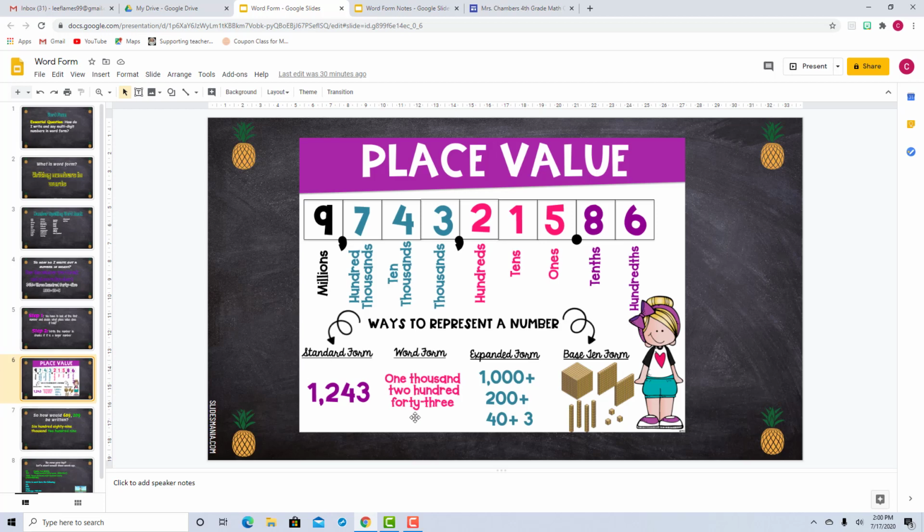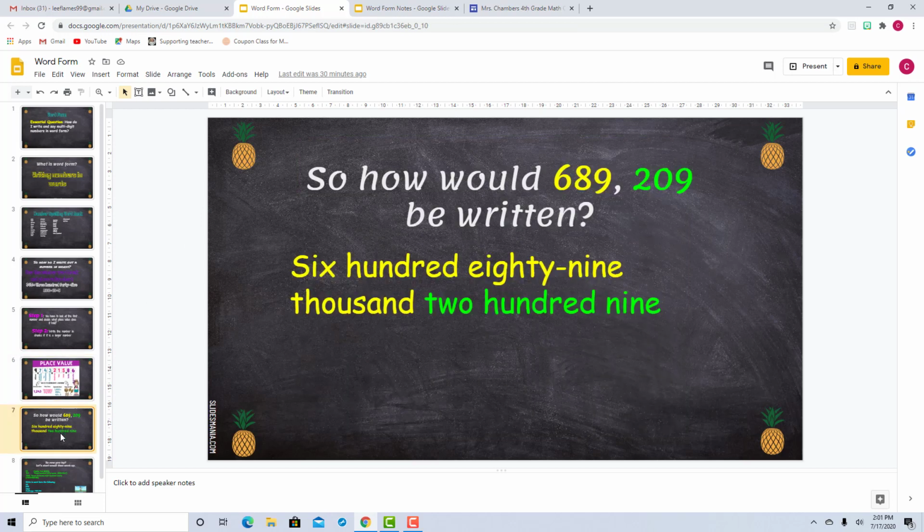If you notice below in the word form, it says 1,243. Again, you see that hyphen. Now, how would you write 689,209? How would that be written? Well, if you notice in the slide, Miss Chambers color-coded it. 689,000 is in yellow. And this is because this goes with step 2, and the second chunk is 209, which I put in green.